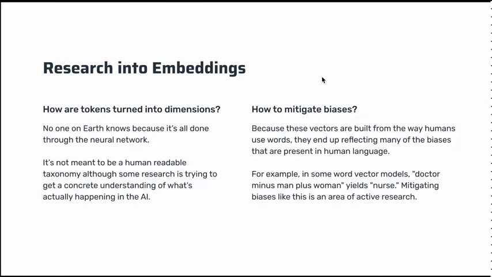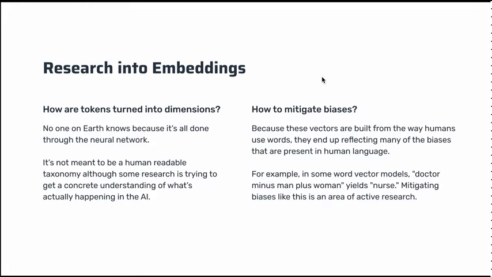So there is a lot of research being done into embeddings today. The question that might be on your mind is, how are these tokens turned into these vector dimensions? How does it know where to plot them? And no one on Earth actually knows, because it's all done through the neural network, which is a black box from what I understand. So it's not actually meant to be human readable, although the research that's being done is trying to get a better understanding of how that's actually working.